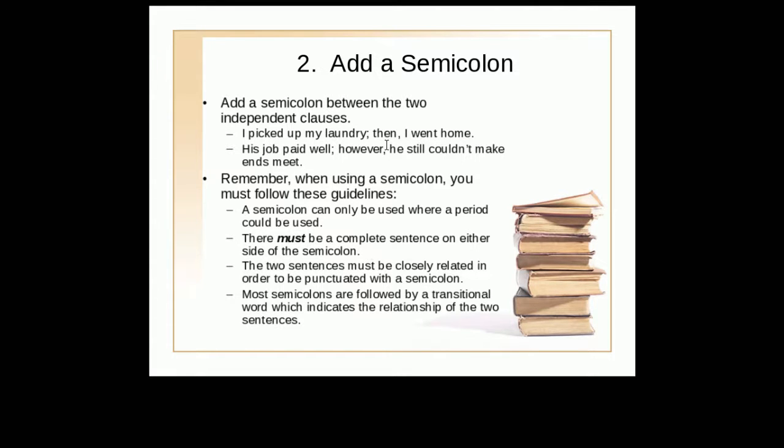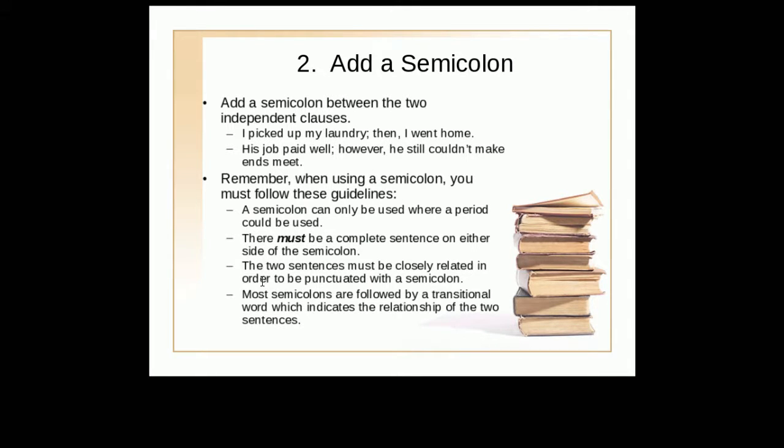So I wish I could show you. I'm pointing with my finger. But if I covered this up and I just read, I picked up my laundry. Is that a complete sentence? Yes. Now cover that up. Then I went home. Is that a complete sentence? Yes. You have to make sure that on either side of the semicolon, they could be complete sentences. They cannot be fragments.